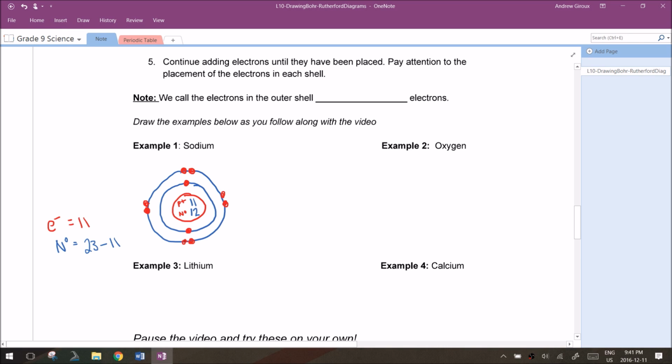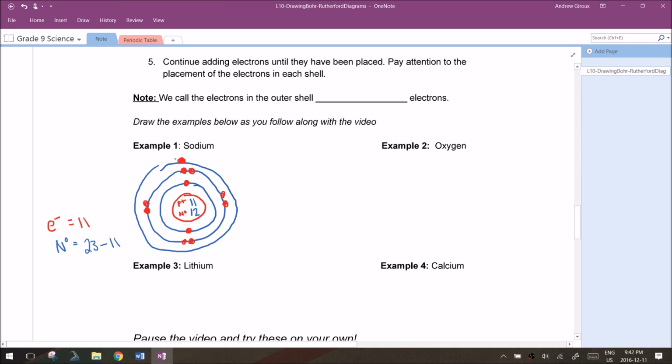Now if I look in total, I have 8 in this shell, plus 2 in this shell, which is 10, but I need 11, so I need to draw another shell. I'm going to start at the top and place my last electron. So that's 2 in the first shell, plus 8 in the next shell, which is 10, plus another one here gives me a total of 11 electrons. And that's it. This is the Bohr-Rutherford diagram for sodium.